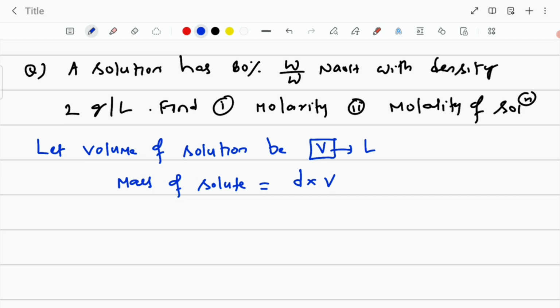Density is equal to mass by volume. Then mass is equal to density into volume. It is a kind of formula. Density is equal to mass by volume, so mass is equal to density into volume. Once you know this method, density into volume, then what do we need to do? Think how we need to proceed further for this.